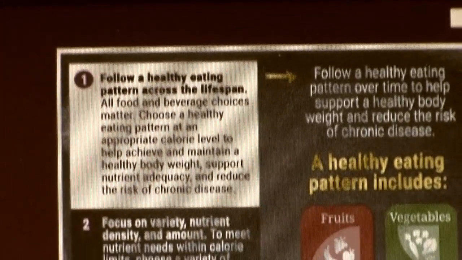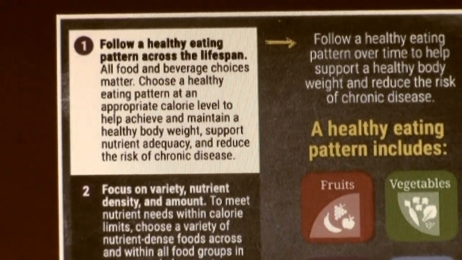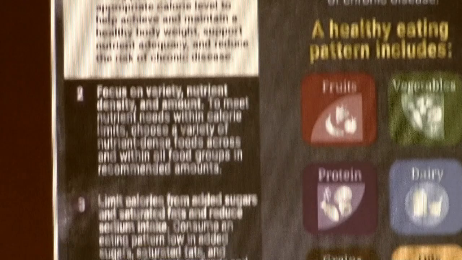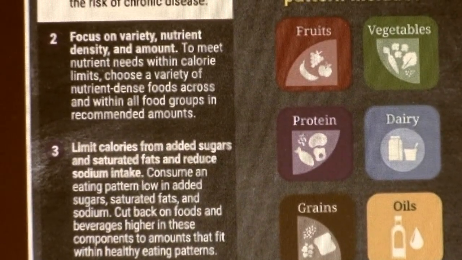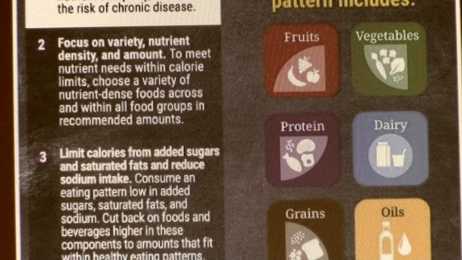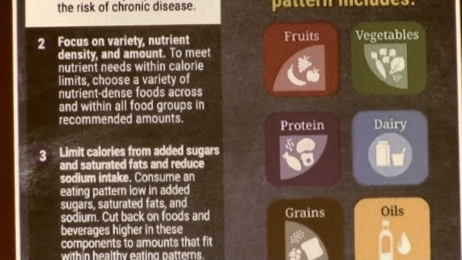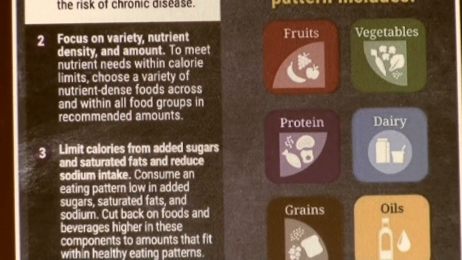Okay, so one of the guidelines is follow a healthy eating pattern across the lifespan. And this would be a way to do it. A healthy eating pattern includes fruits, vegetables, protein, dairy, grains, oils, etc. And it tells you to limit calories from added sugar, saturated fat, things that can do potential harm, reducing sodium, and so on. But it encourages you to get more of the beneficial nutrients and to be careful about nutrients that could be potentially harmful. So there's a number of different guidelines that follow the same pattern.